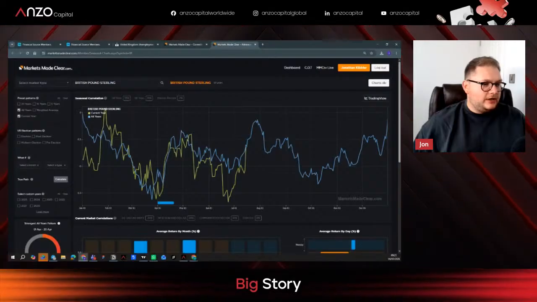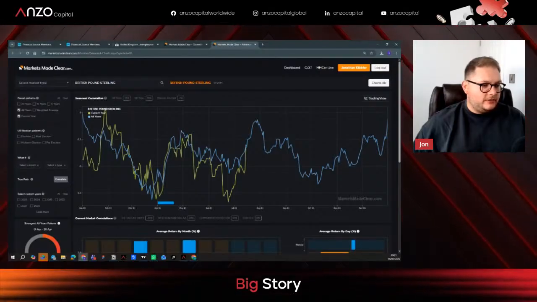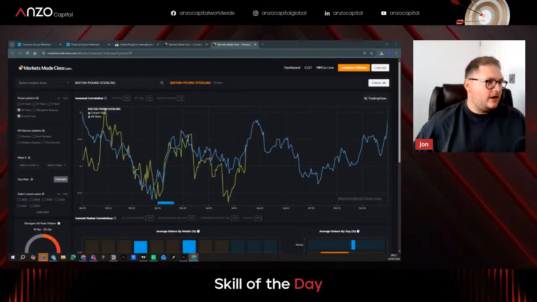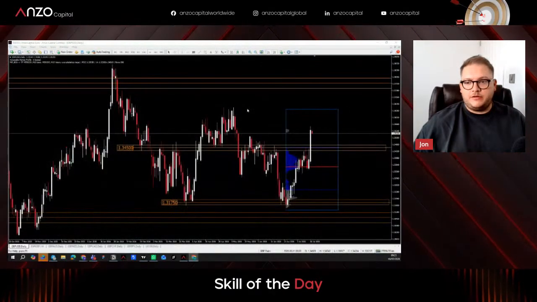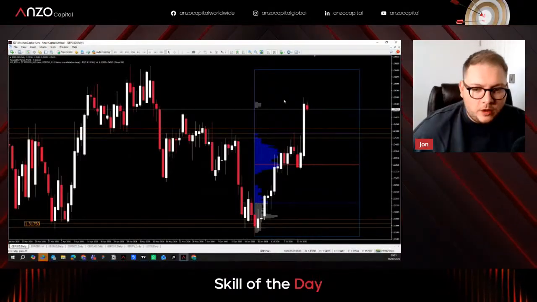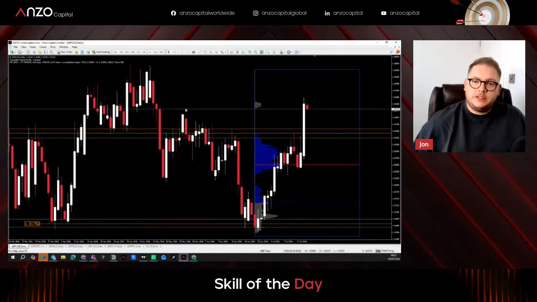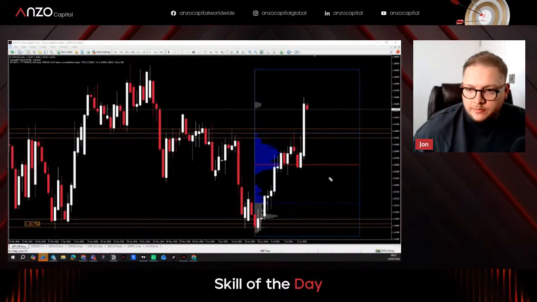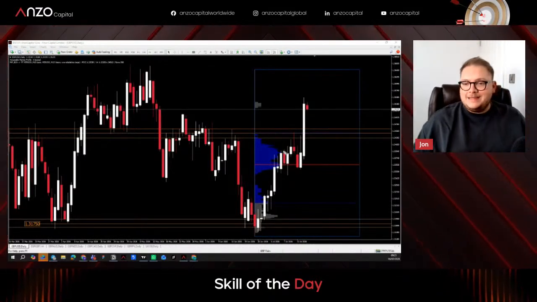Let's move on to the final part of our day then, which is the skill of the day. I've only got a few minutes remaining of the stream, so let's just go through. I want to talk a little bit about market profile and the key levels and what market profile shows us. So I'm going to use this example here on the pound at the moment. You can see I've put my adjustable market profile on, and you can see a few lines.